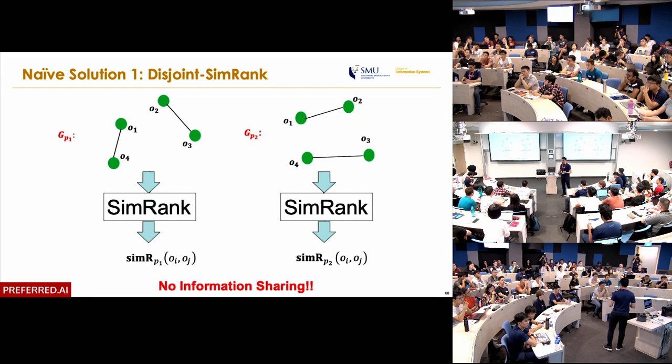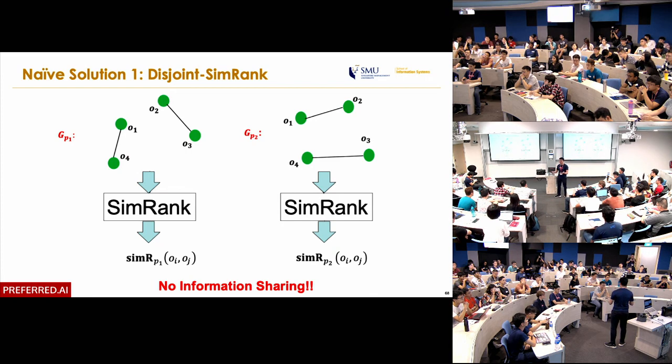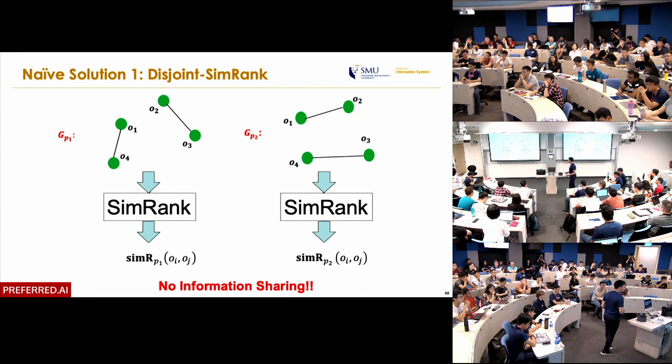But we think that the potential drawback of this approach is that because you learn from each perspective independently, there is no information sharing among the perspectives. And because we don't have observation of all the objects, without information sharing, it could downgrade the performance of the model.